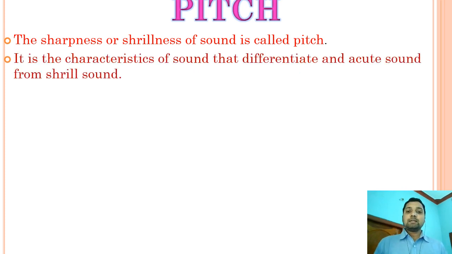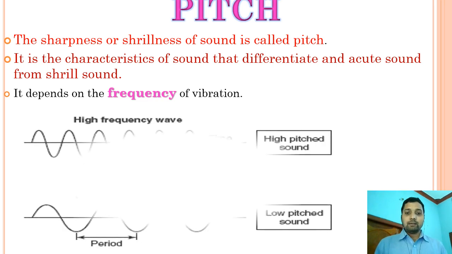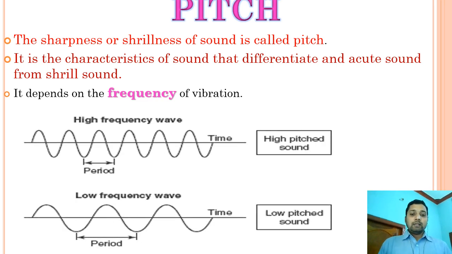So this is the characteristic of sound which differentiates an acute sound from a shrill sound, and it depends upon the frequency of vibration. It means how many times the body will vibrate. The more times it vibrates, the more the frequency; the fewer times it vibrates, the less the frequency. Here you can see one is a high pitch sound where the number of vibrations per second is more, but the second case is a low frequency sound where the frequency of vibration, or number of waves produced in 1 second, is less.